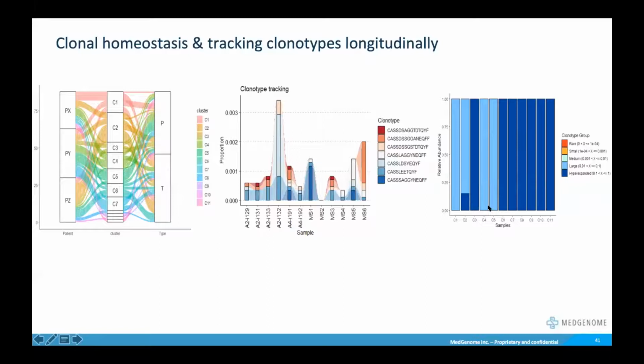And you can also look at the overall proportion of the clonotypes and how they're changing in time or by samples, basically, if there's a greater expansion of a particular clonotype in one sample versus another sample. And this essentially identifies interesting clonotypes that could be further validated or studied downstream.